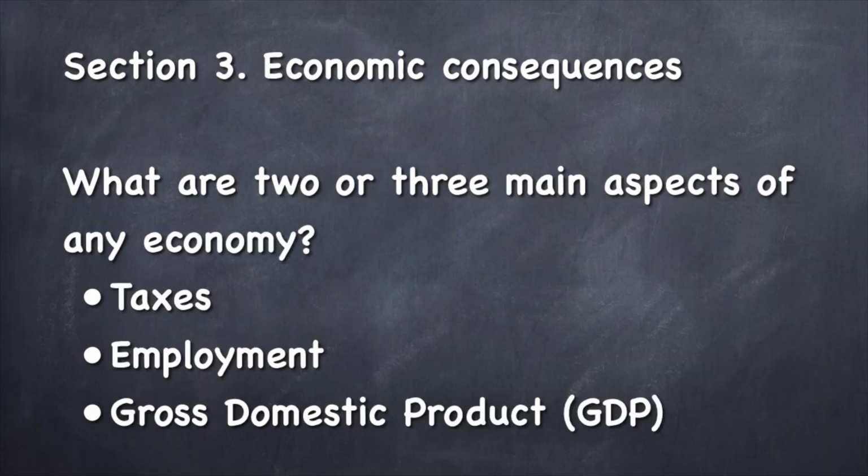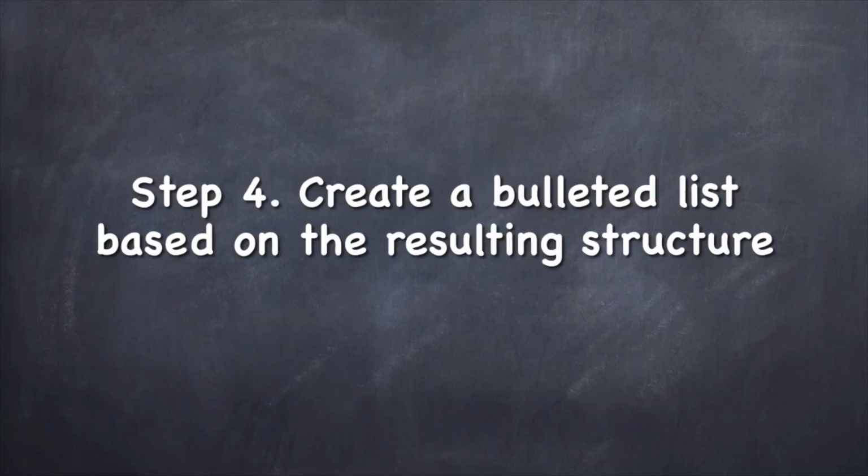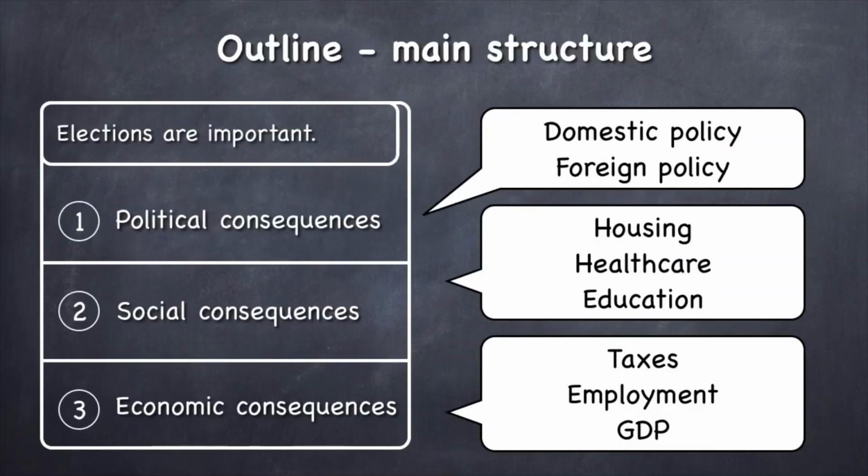Now, section 3, economic consequences. What are 2 or 3 main aspects of any economy? Now, they are taxes, they are employment or unemployment, and they are the gross domestic product, which is the GDP. So now we have our supporting points, which are our subsections. Step 4, create a bulleted list based on the resulting structure. This is our resulting structure, okay?